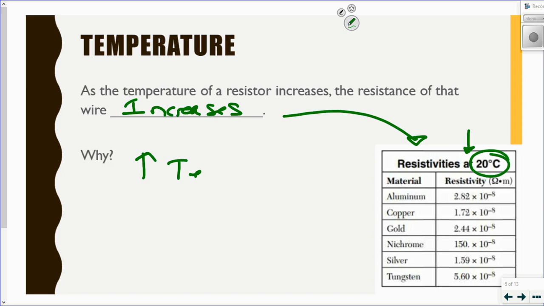Well, when you increase temperature, you're actually increasing the kinetic energy of the molecules. The molecules are moving faster. And therefore, when things are moving faster, it's harder for your electrons or for your current to get through the material. Because there's so much energy, they're moving so quick, it is harder for the electrons to get through, so your system doesn't work as well at a high temperature.